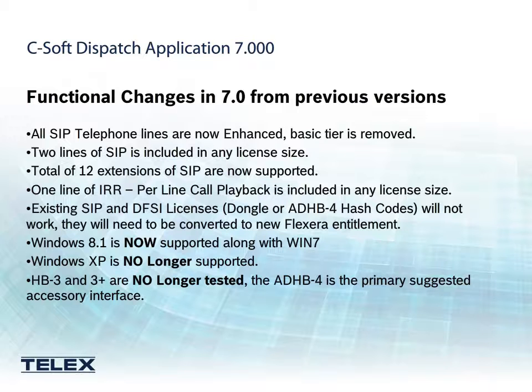Existing SIP and DFSI licenses, either dongle or ADHB4 hash codes, will not work. They will need to be converted to the new Flexera entitlement as part of your upgrade package. Windows 8.1 is now supported along with Windows 7, but support for Windows XP has been dropped. HB3 and 3+ serial commands and audio interface are no longer tested, making the ADHB4 the suggested accessory interface.